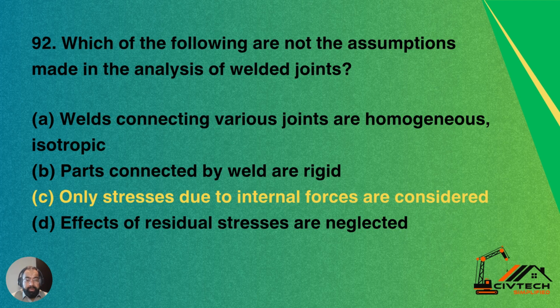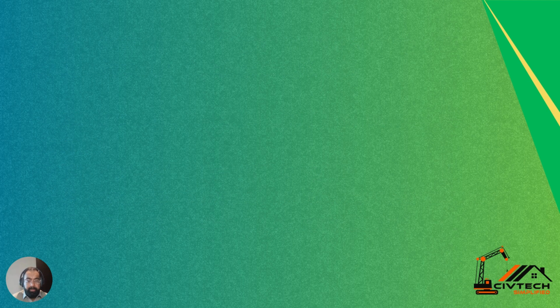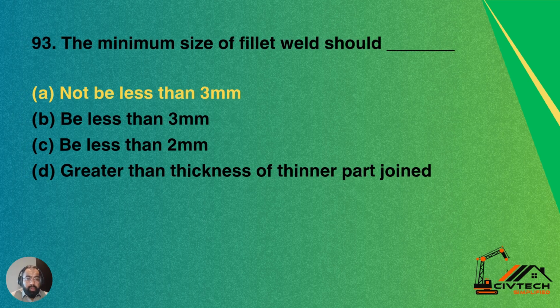Question 92. The option C is the answer, which is not an assumption made during the analysis of welded joints. So only stresses due to internal forces are considered. So this is incorrect. We also consider external forces as well.